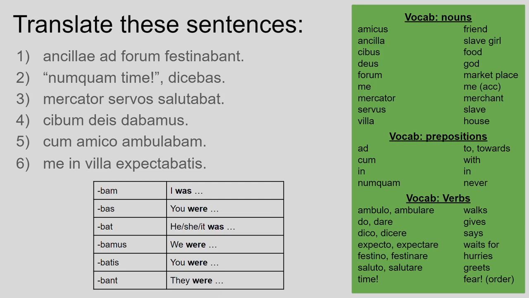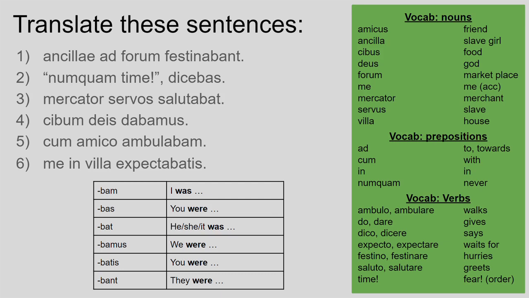For number 5, cum amico ambulabam. Number 5's verb ends with bam. This is my first person singular ending, so it means I was walking. Cum means with, and this matches the ablative case of amico, so the sentence means I was walking with the friend.